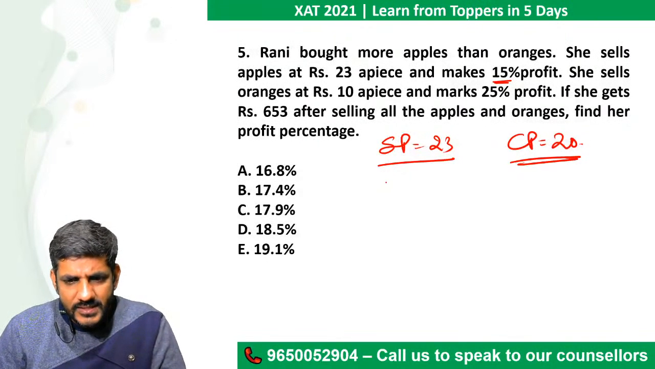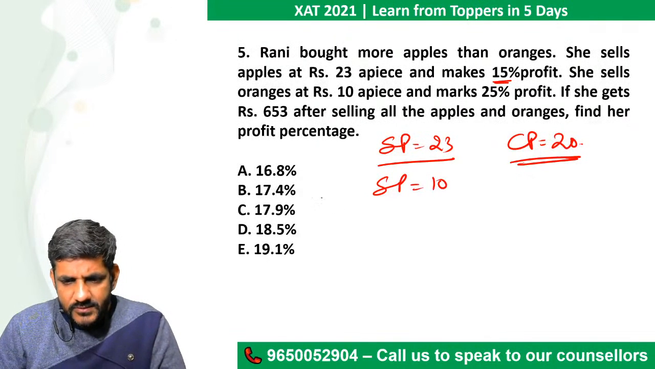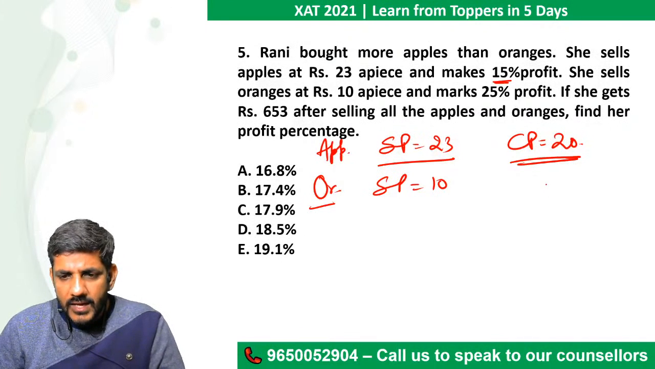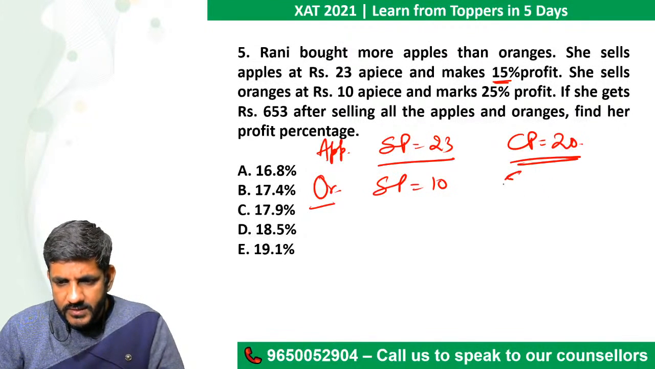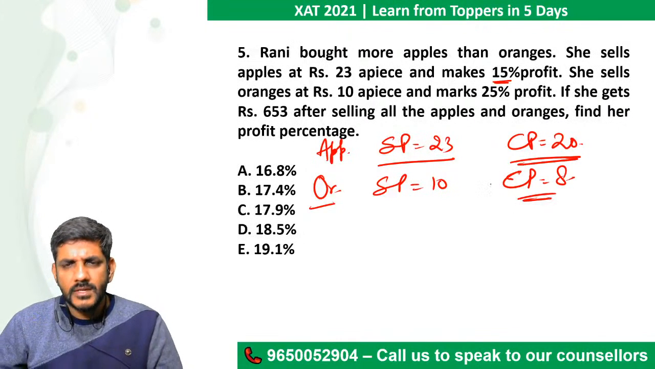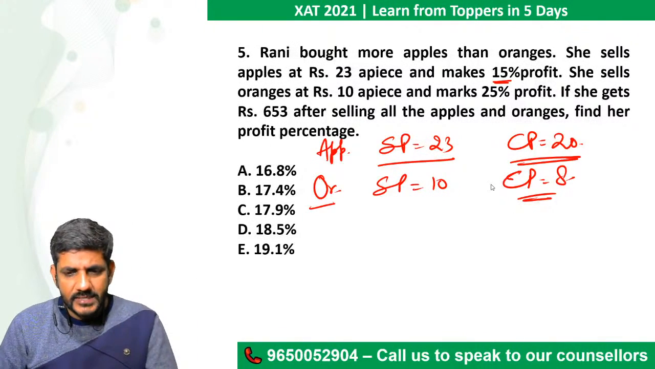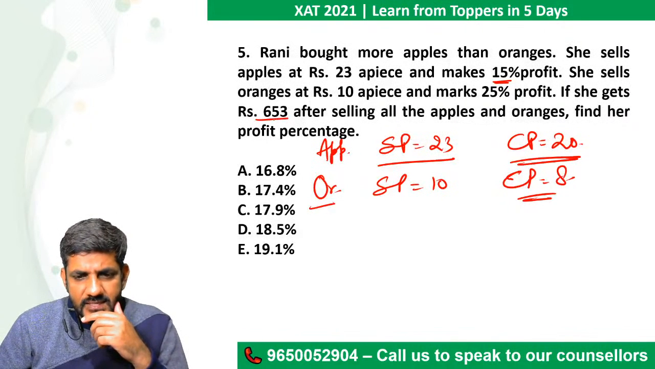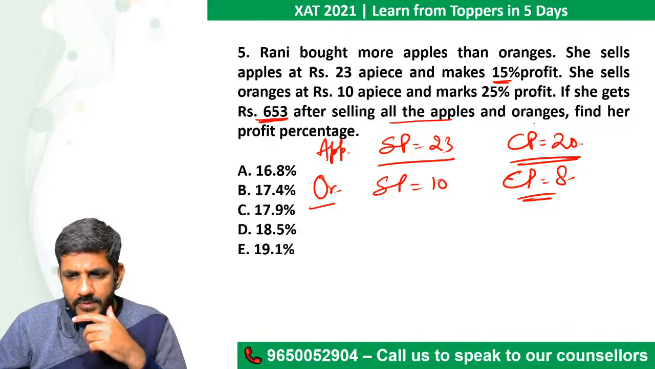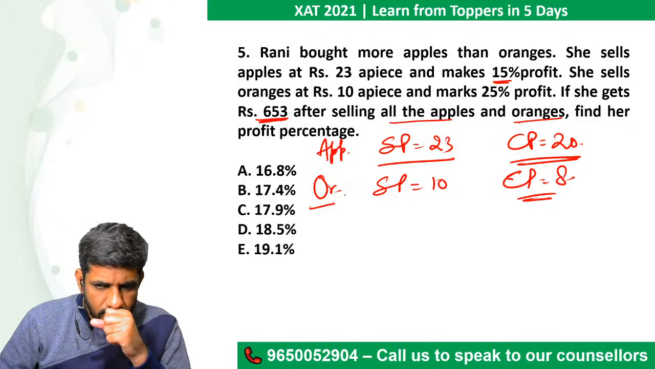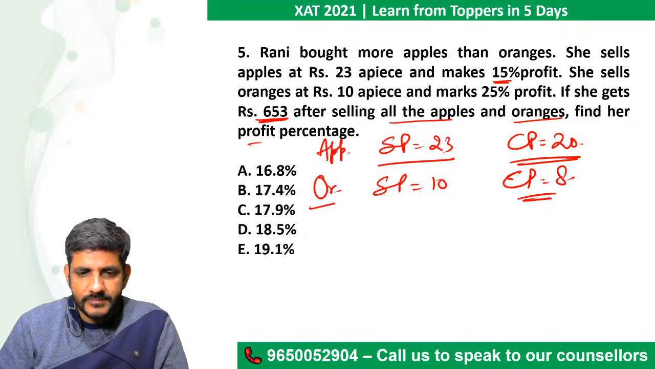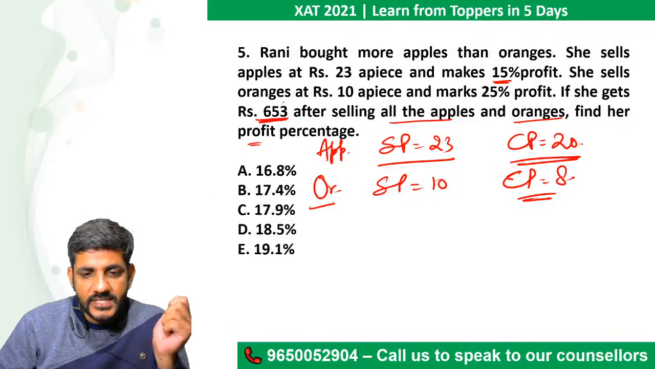She sells oranges at 10 a piece. So this is about oranges, and this is about apples. And makes 25% profit. So that means the cost must be 8. 8 plus 25% of 8 is equal to 10. That means if she gets 653 after selling all the apples and oranges, find her profit percentage.